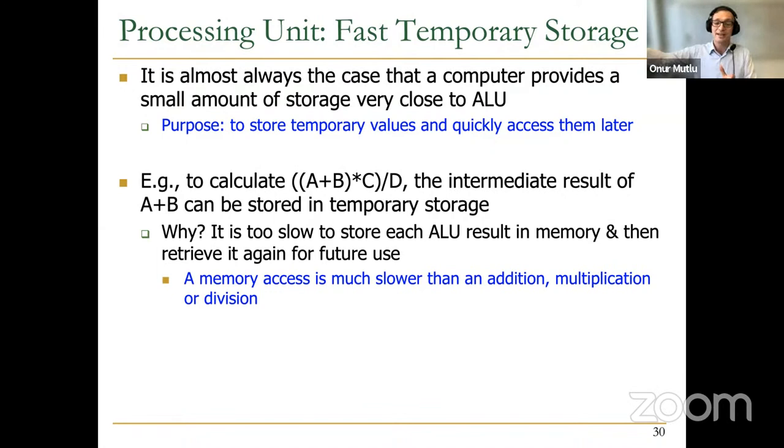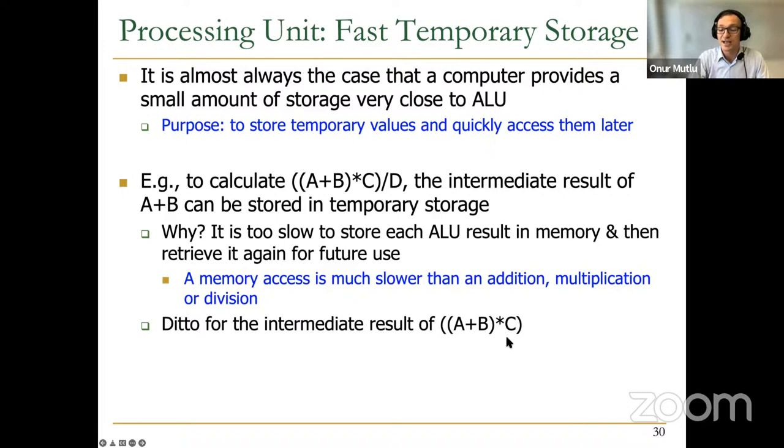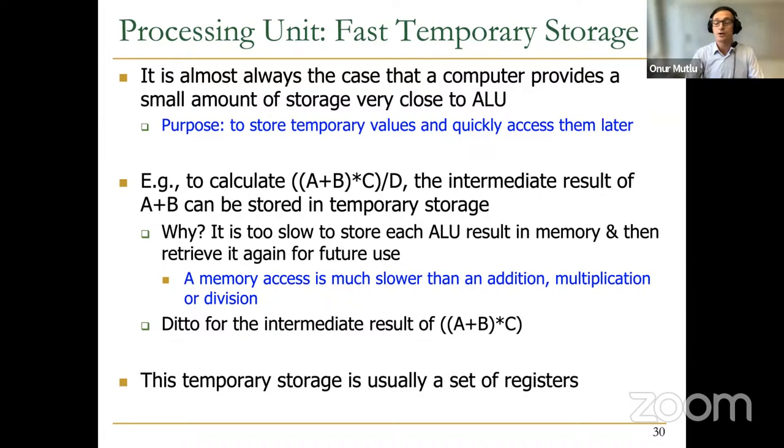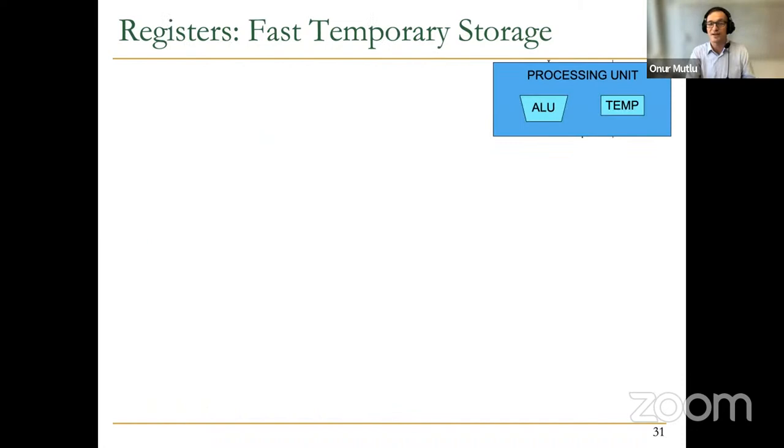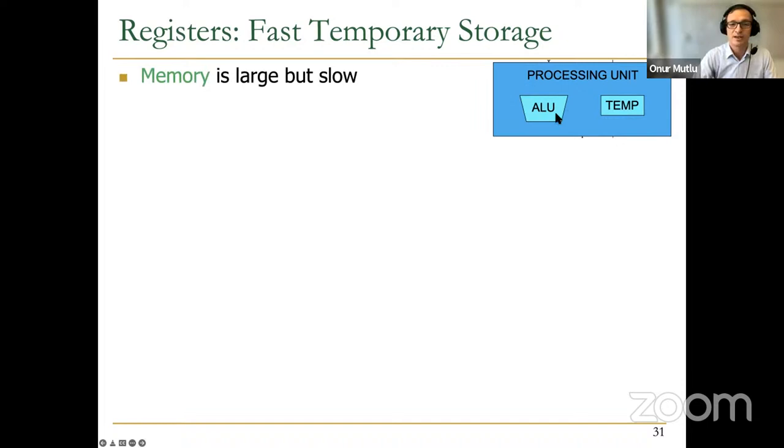Now, that's true for other intermediate results also, A plus B times C, that intermediate result can be stored in the registers. So this temporary storage is usually a set of registers. It's called a register file. And we've actually seen an example of a register file before as well. I'm going to show you in a little bit. So if you look at a processing unit, it consists of ALUs and temporary storage called registers. It can be multiple ALUs. This is just one example over here. So basically, memory is large but slow.